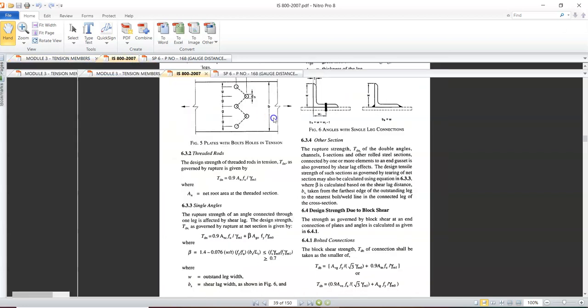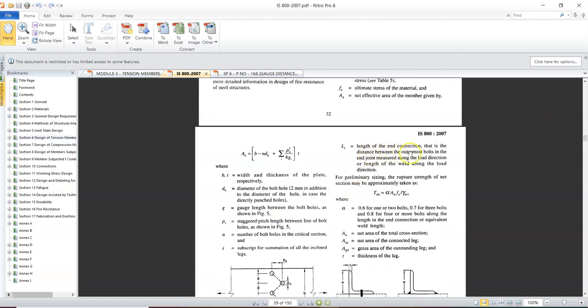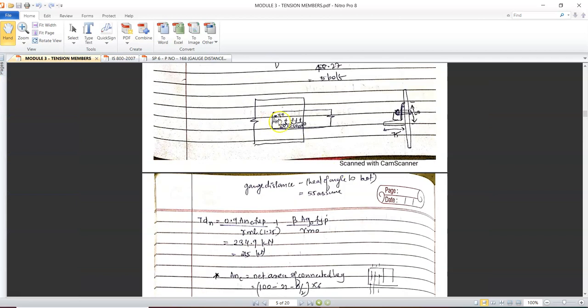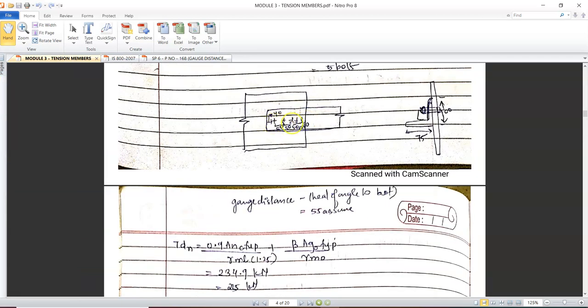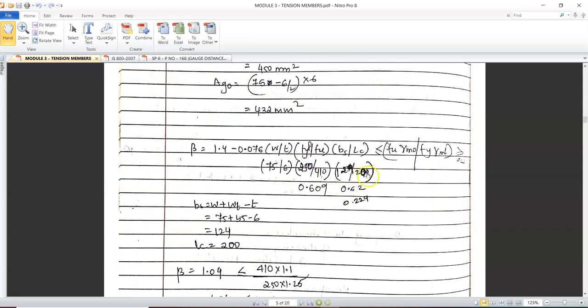Now LC, as per the code, is the length of the end connection, that is distance between the outermost bolts. It is nothing but the distance between the two outermost bolts in the direction of the force, the distance between this bolt to this bolt. It is nothing but here to here, 50 plus 50 plus 50 plus 50, which is totally 200. LC stands for length of connection, that is distance between two outermost bolts, which is 200 mm. Yeah, LC is 200 mm.